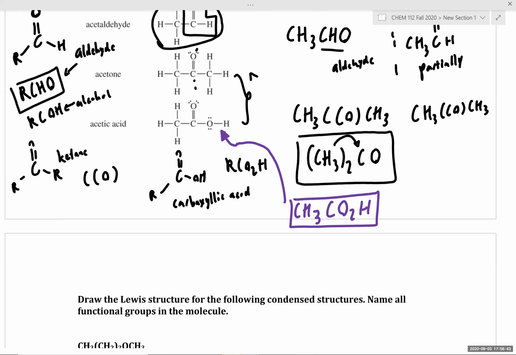Does that make sense to everyone? Do these examples make sense so far? Any questions?